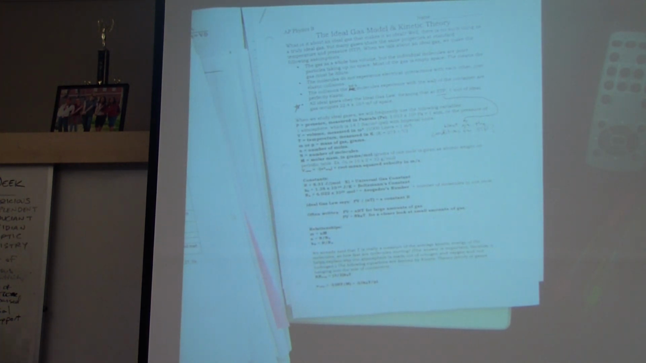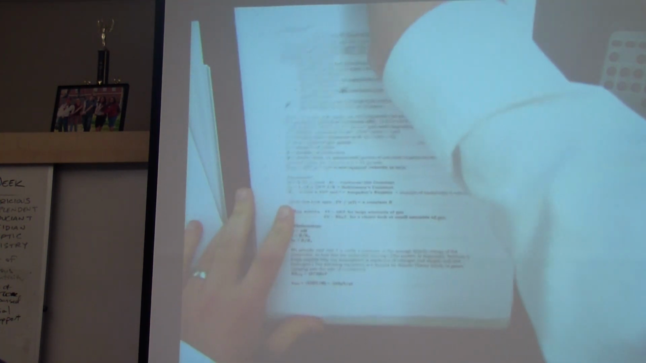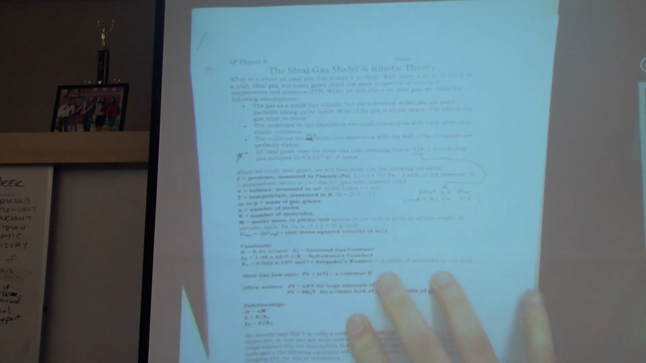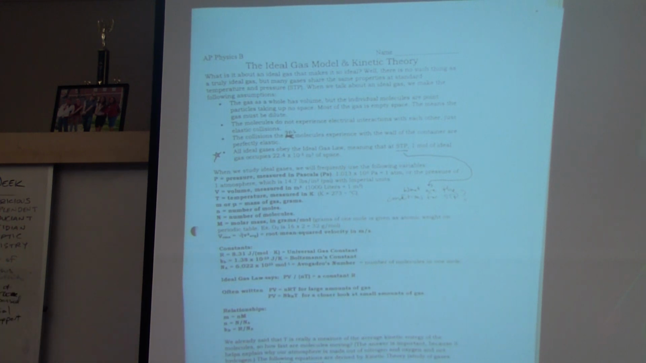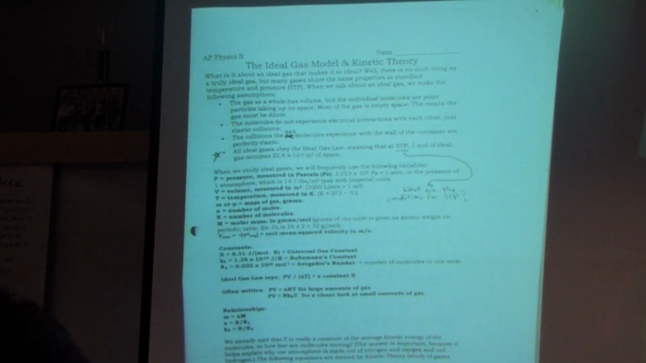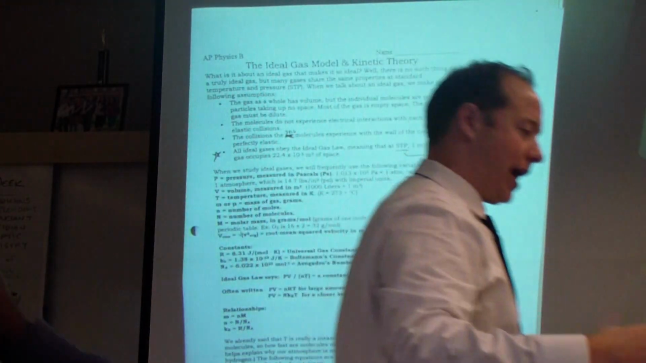Last class on Friday, we began discussing ideal gas theory with the ideal gas model and something called kinetic theory. Some people also refer to this as a topic called statistical mechanics, and it really gets into the beginning of thermodynamics. So let me break that down a little bit for you. Why is it called thermodynamics? That's really the larger picture of what we're talking about.